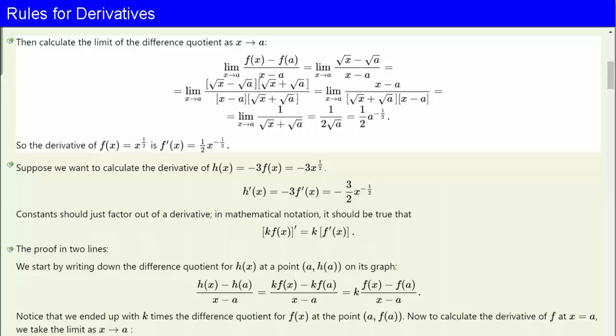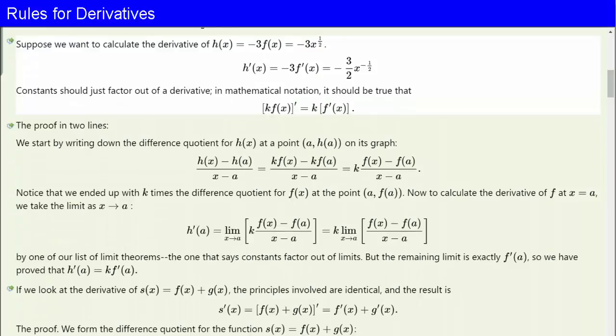Now suppose we want to calculate the derivative of h of x equals minus 3 f of x. That's minus 3 square root x. We certainly don't want to go through the entire process again. If there is any justice in this world, it should be true that h prime of x is minus 3 f prime of x. That is, it should be equal to minus 3/2 x to the minus 1/2. In plain English, constants should just factor out of a derivative, and in mathematical notation, it should be true that the derivative of k f of x is k times the derivative of f of x.